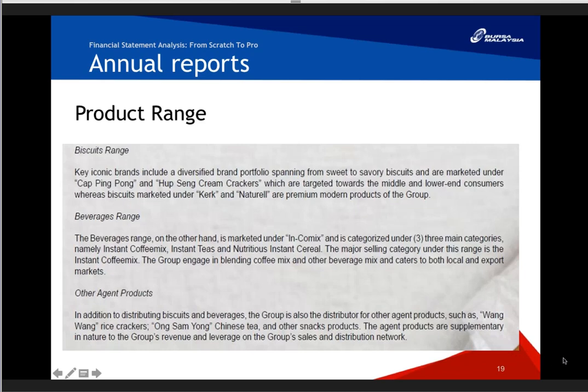So these are their most famous brands under their line. And for the beverage, they also have beverages. The most famous one is the instant coffee mix. All these names are very familiar to all of you, I'm sure, because I saw these names everywhere.